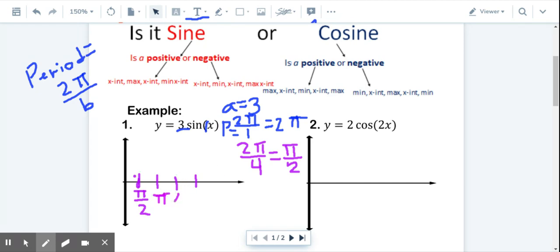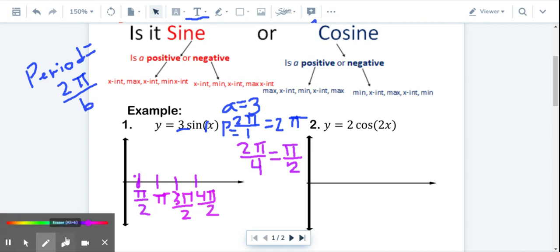My next one would be 3 pi over 2. And my next one would be 4 pi over 2, which we can write as 2 pi, because 4 over 2 is 2. So I counted by pi over 2's: 1 pi over 2, 2 pi over 2, 3 pi over 2, 4 pi over 2. So that's an important step. You want all of your dashes to be the same distance apart.